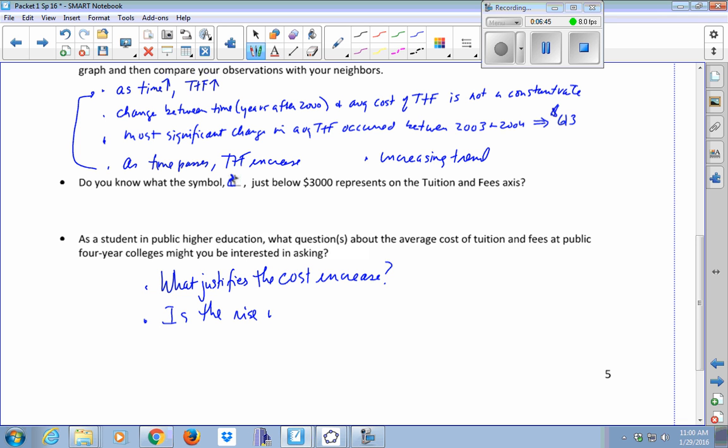The rise in cost of tuition and fees consistent with inflation. All right, so this is the average cost of tuition and fees for public four-year schools. What might you be interested in in a couple of years? Nick? How much does my cost go up over the course of my... Right, so what's it going to cost me in a couple of years on average? So how much will I be paying?